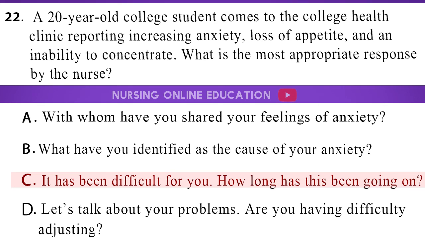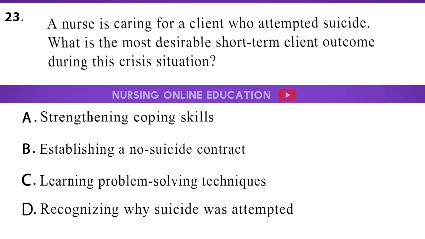The answer is option C. It has been difficult for you. How long has this been going on? 23. A nurse is caring for a client who attempted suicide. What is the most desirable short-term client outcome during this crisis situation? A. Strengthening coping skills. B. Establishing a no-suicide contract. C. Learning problem-solving techniques. D. Recognizing why suicide was attempted.